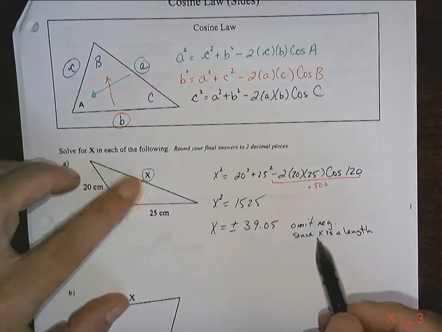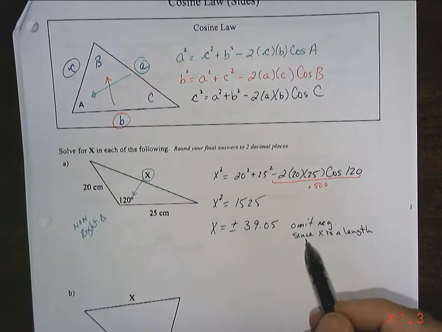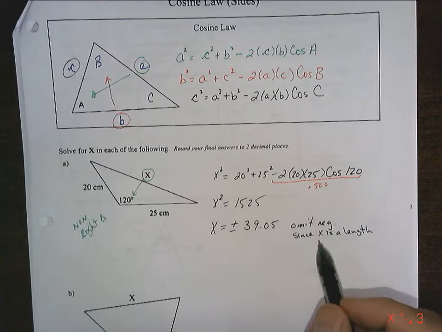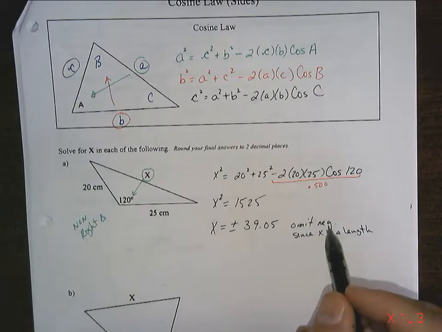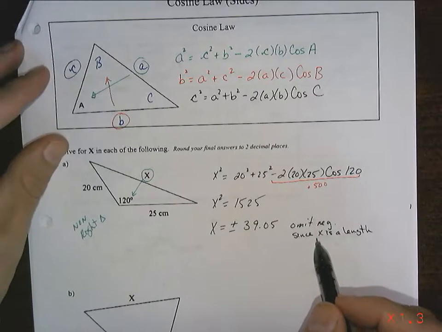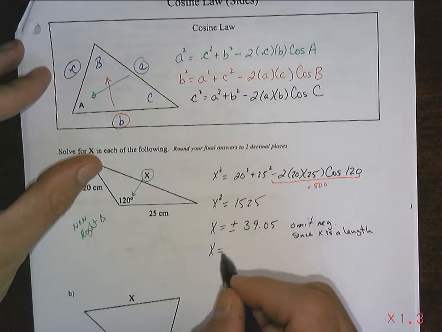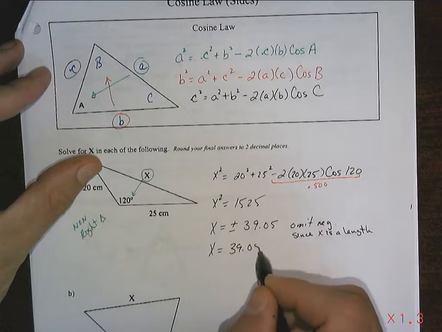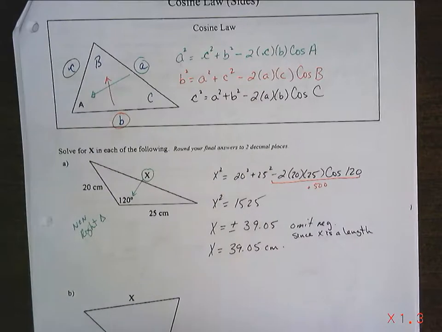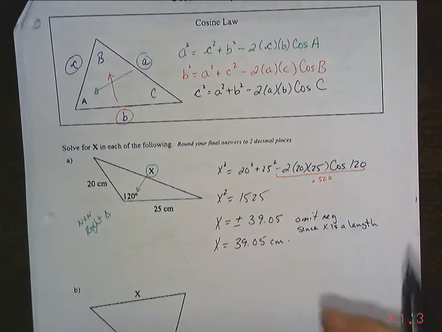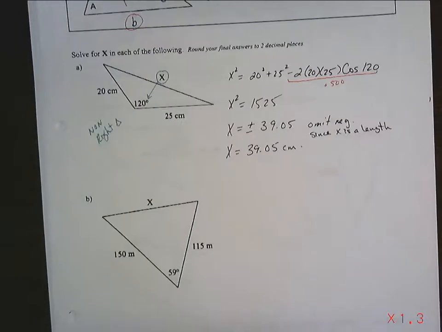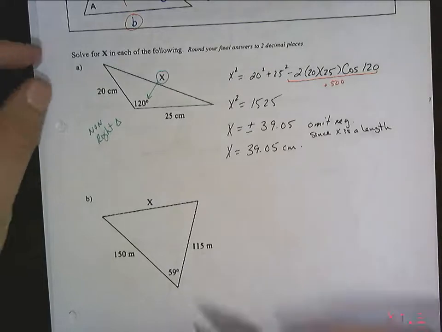Now, if you know why you're omitting it, you don't have to write since x is length, but you better know what you're doing. You can just say omit negative as long as you know, but I will ask you at times. So x equals 39.05 centimeters. And that's the answer. That's all it took. Let's look at the next one. You can pause the video now and give this one a try. So I'm going to jump in and do it.